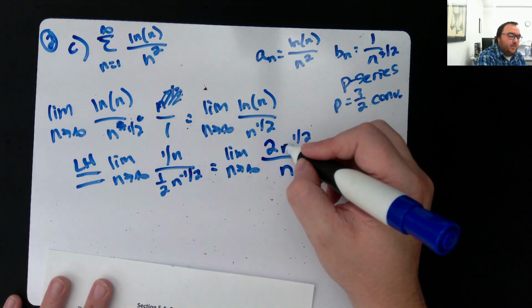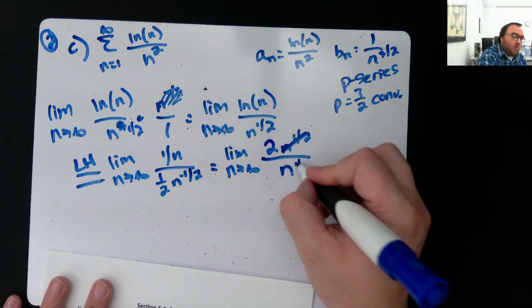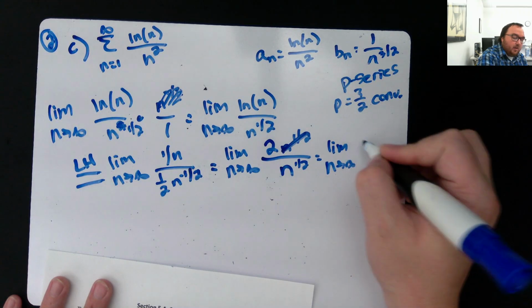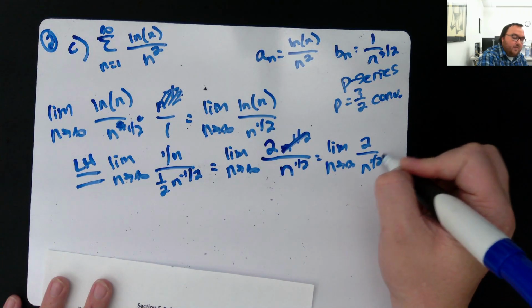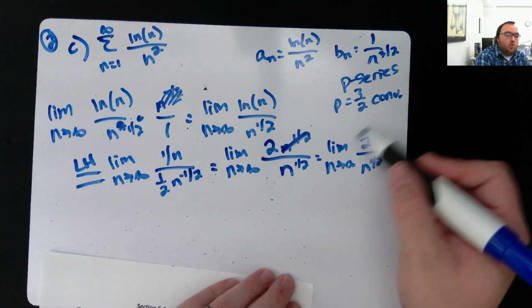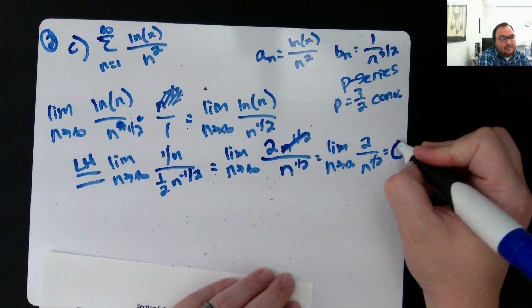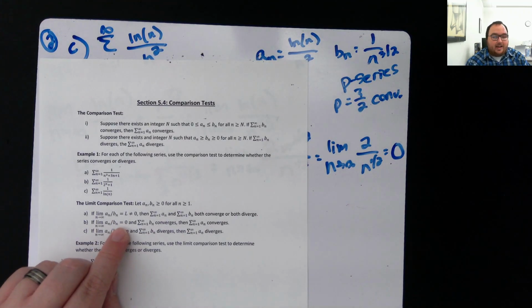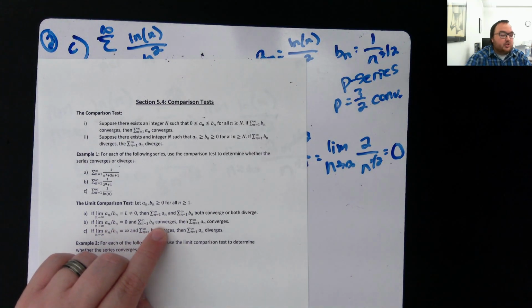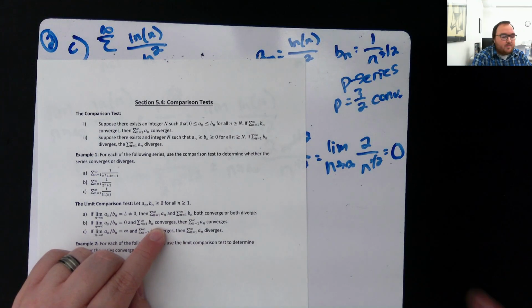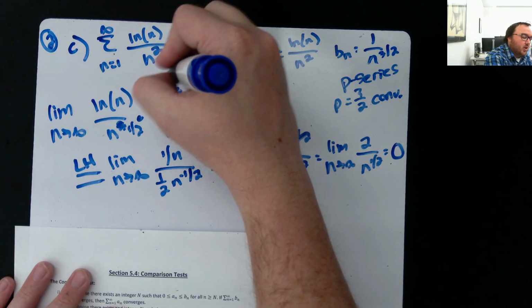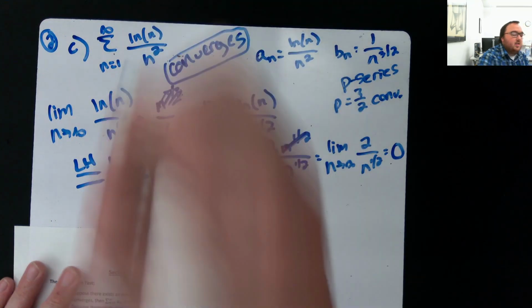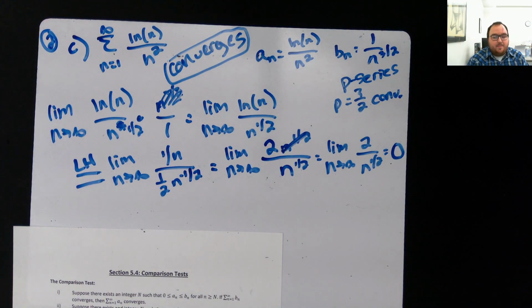N to the 1 half cancels out with n to give me n to the 1 half down there. So that's going to be the limit as n goes to infinity of 2 over n to the 1 half. As n gets really big, this whole thing gets really small, so 0 there. Let's see if that's good. 0 is what I got. bn has to converge, which this one does, so I'm good. Converge, that means this one also converges. If any of that doesn't make sense, let me know.